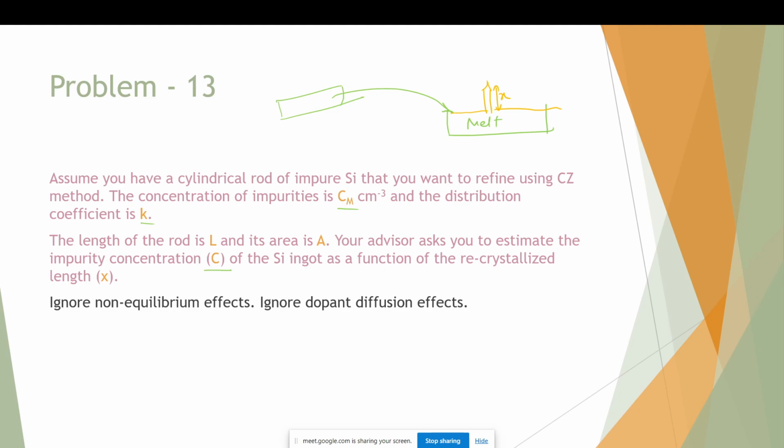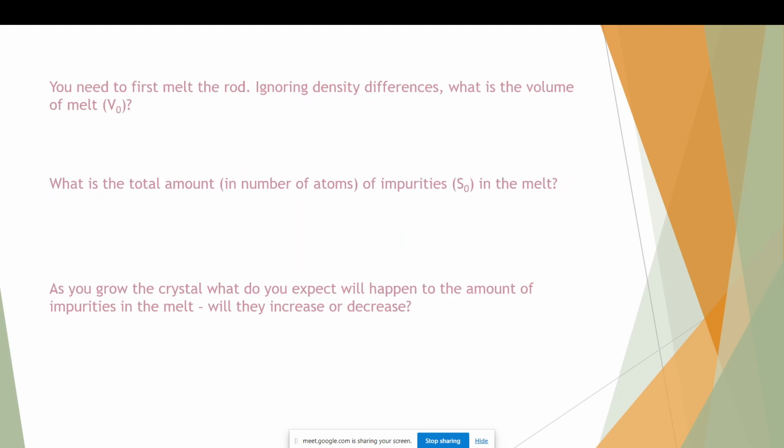We know that when X is very small, the impurity concentration will be very low, and as we keep increasing X, the impurity concentration will go on increasing. So we have to find C of X, the impurity concentration as a function of X. We ignore non-equilibrium effects and assume the melt temperature is constant throughout, with no diffusion, just a simple case. This is the general problem, and we divide it into sub-problems.